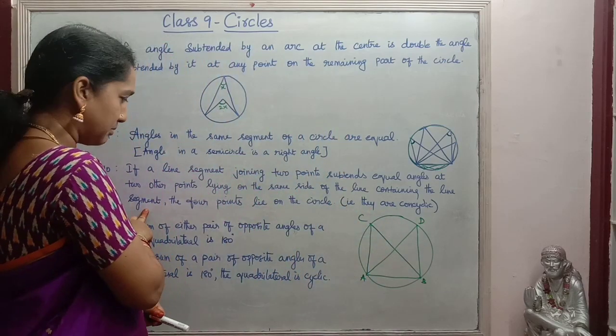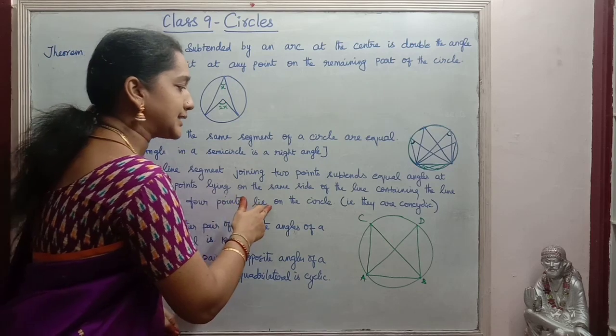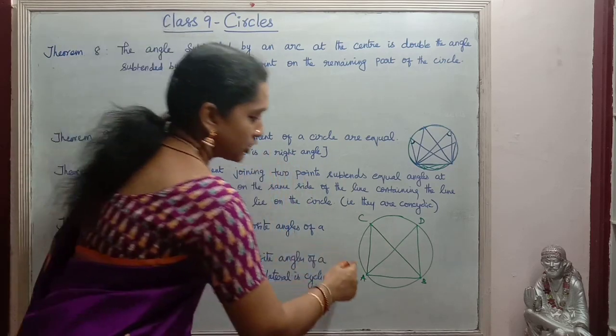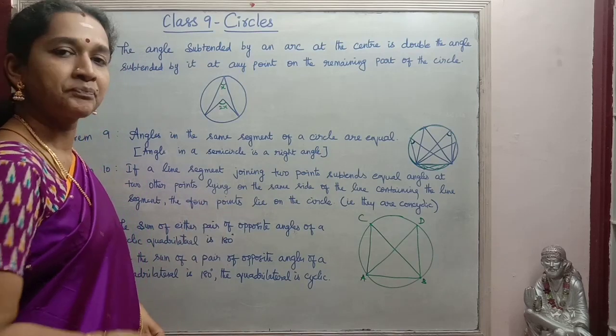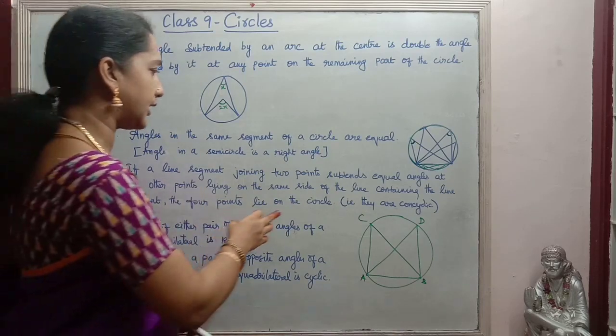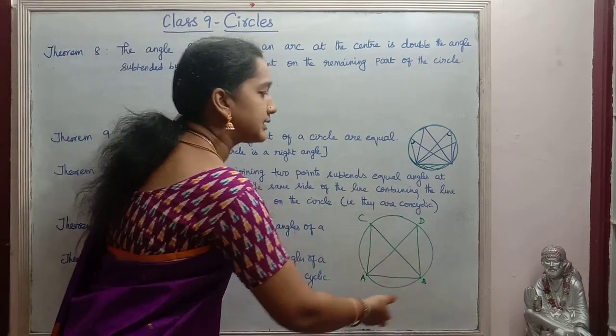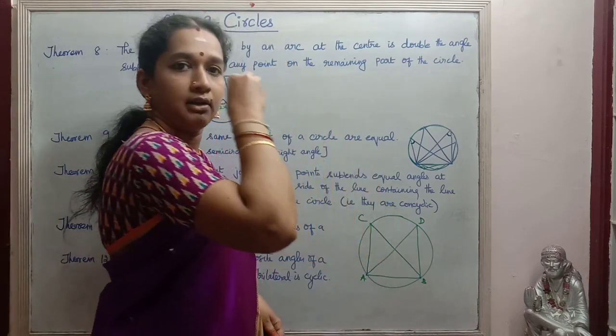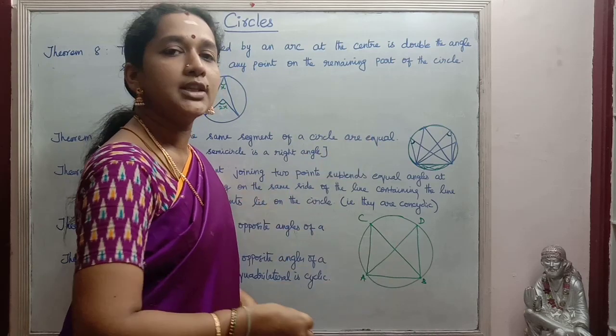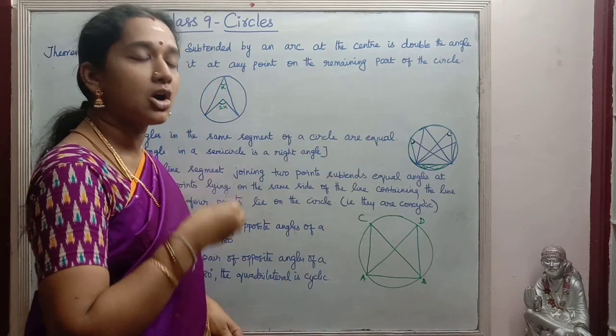containing the line segment, then the 4 points lie on the circle. So all these 4 points will lie on the circle. This theorem is very, very important. They will say that they are concyclic. If all those 4 points are on the circumference of the circle, that is called concyclic.